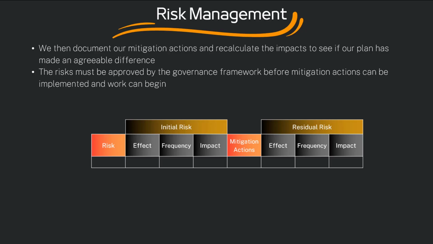On the left side, talk about your initial risk. Write down the current risk that you have, the effect, frequency, and the impact of those risks. And on the second half of the page, write down any mitigation action you can think of. You will also document the effect, frequency, and impact of the residual risk, or what's left if your mitigation action and the plan are taken.